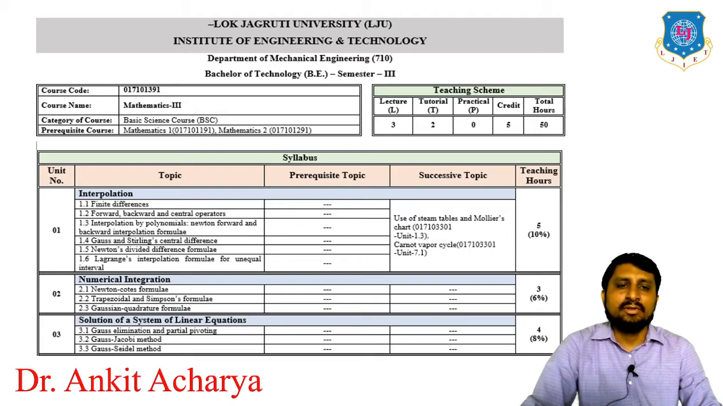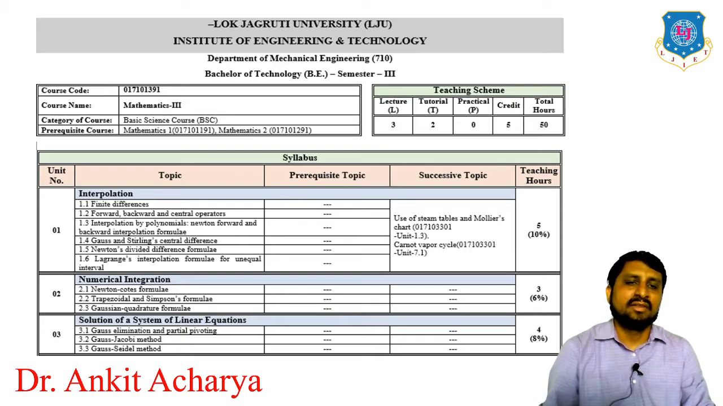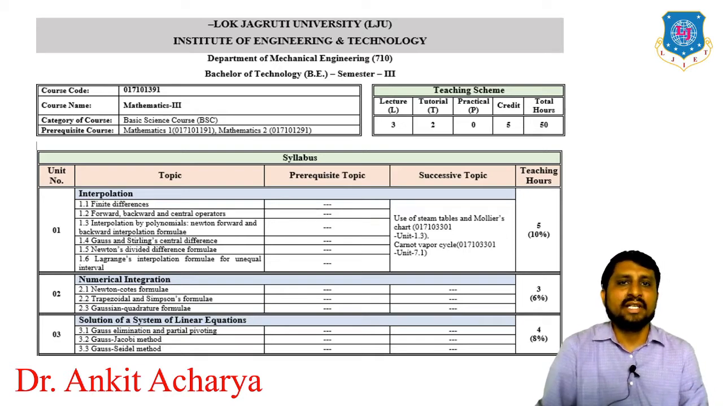In Mathematics 3, the first 5 chapters are for numerical analysis, and the next 3 chapters are for ordinary differential equations, unit numbers 6, 7, 8. After that, unit numbers 9 and 10 are partial differential equations. So the first 5 chapters are for numerical methods. Let's have a simple discussion about your syllabus.